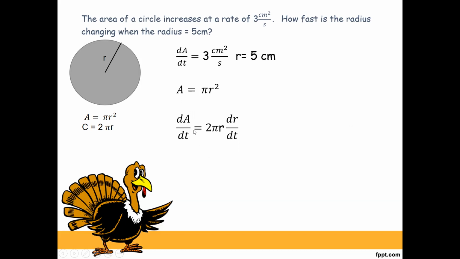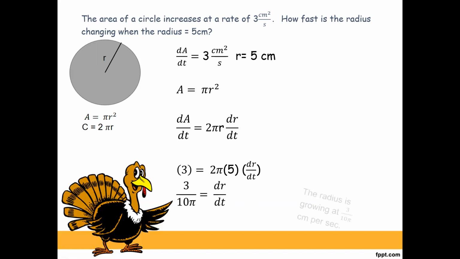Now we can plug and chug. dA/dt is equal to 3, r is equal to 5, and we're trying to find dr/dt. So we substitute in the 3, substitute in the 5, and this is equal to 10 pi. So 3 divided by 10 pi is equal to dr/dt. Don't call it "Dr. dt." I always want to do that.